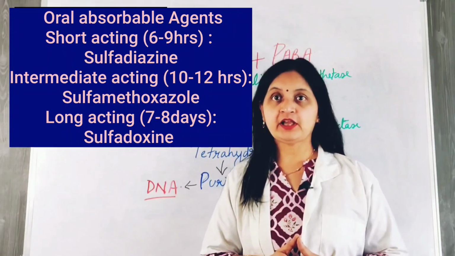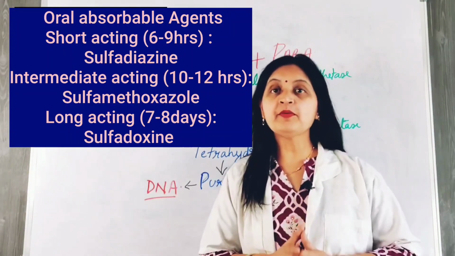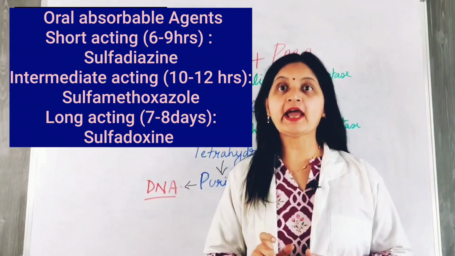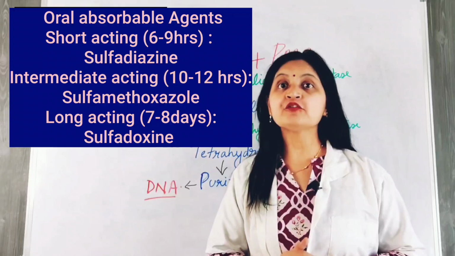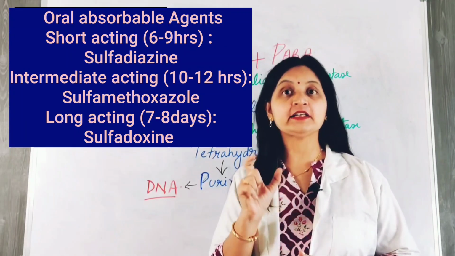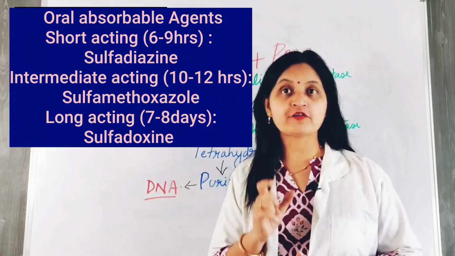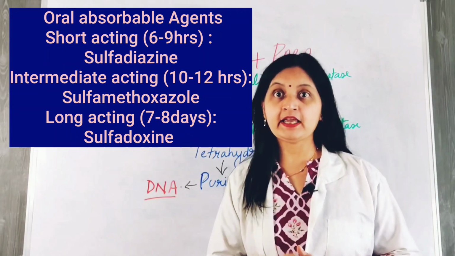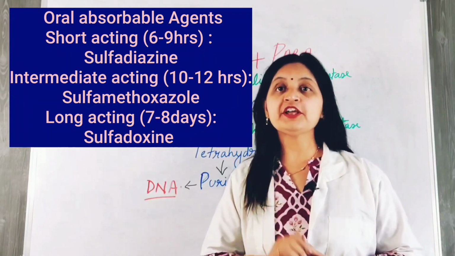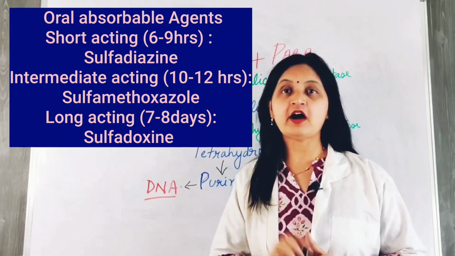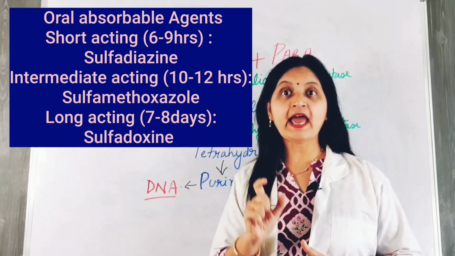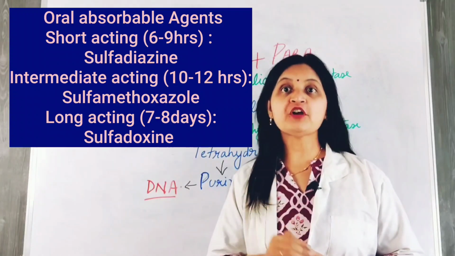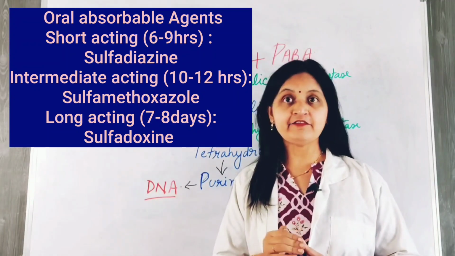So to classify the sulfonamides that are available, they are divided into oral absorbable agents, oral non-absorbable agents and topical sulfonamides. The oral absorbable sulfonamides are categorized into short-acting, intermediate-acting and long-acting sulfonamides. An example of short-acting sulfonamide is sulfadiazine with a duration of action of 6 to 9 hours. An example of intermediate-acting sulfonamide is sulfamethoxazole with a duration of action of 10 to 12 hours. An example of long-acting sulfonamide is sulfadoxine with a duration of action of few days, that is 7 to 8 days.